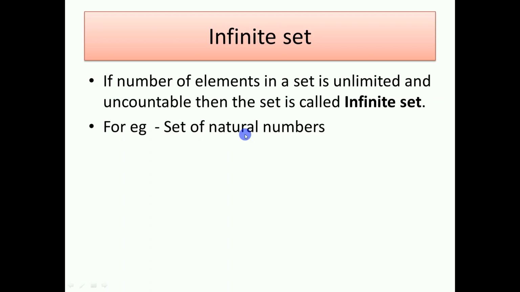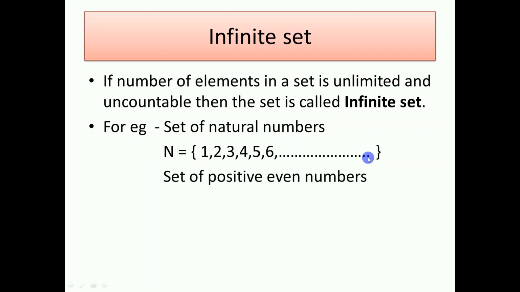Let us look at the example. For example, if you make a set of natural numbers, now you know natural numbers start from 1 and go on till infinity. So you can write the set like this: 1, 2, 3, 4, 5, 6 and it goes on till infinity. We don't know how many elements are present in this set, we cannot count it. So this set can be considered as an infinite set. Let us take another example, that is a set of positive even numbers. We have to consider even numbers but positive even numbers. Now you know even numbers are divisible by 2. So that will be 2, 4, 6, 8, 10, 12, and it goes on. In this set also you cannot count the elements, so this set can be considered as an infinite set.